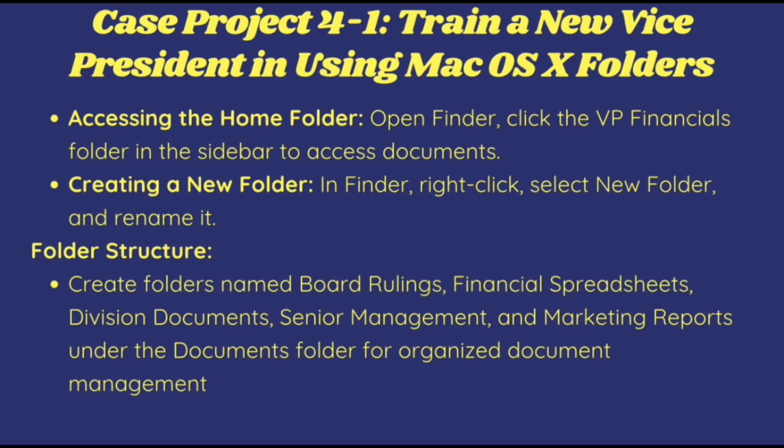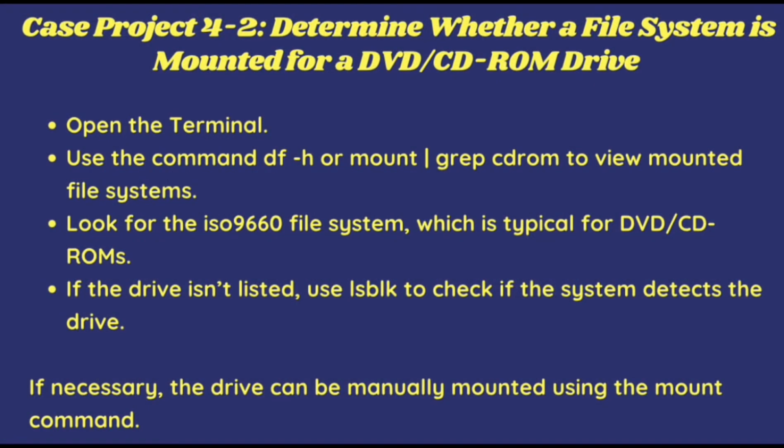for organized document management. Determine whether a file system is mounted for a DVD CD-ROM drive. First, open the terminal. Second, use the command df -h or mount | grep cdrom to view mounted file systems. Third, look for the ISO 9660 file system, which is typically for DVD CD-ROMs. And fourth, if the drive isn't detected, use lsblk to check if the system detects the drive. If necessary, the drive can be manually mounted using the mount command.